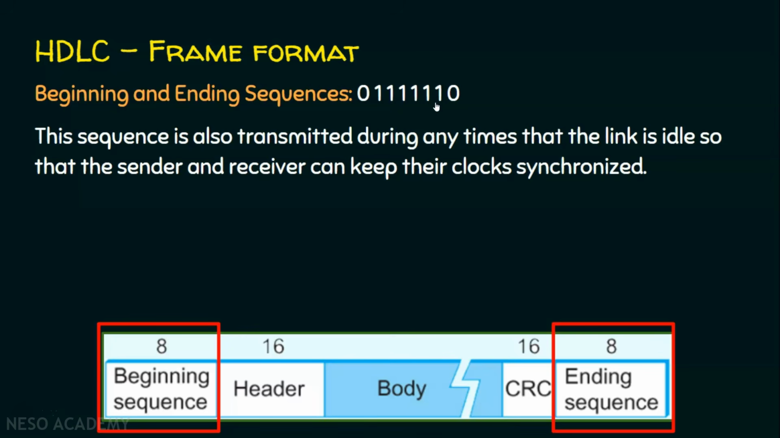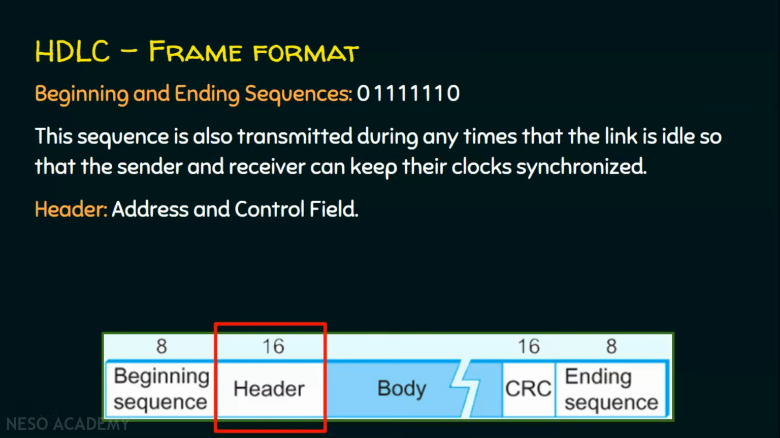And this beginning sequence and ending sequence is not only for the start of the frame and the end of the frame, it also does an additional functionality. This sequence is also transmitted during any times that the link is idle, so that the sender and the receiver can keep their clocks synchronized. For example, if there are 2 nodes and these 2 nodes are not involved in data exchange for a long time, this beginning and ending sequence will be transmitted at any time just to synchronize their clocks, so that the link can be alive and the clocks are also synchronized. So far we have seen the beginning sequence and the ending sequence.